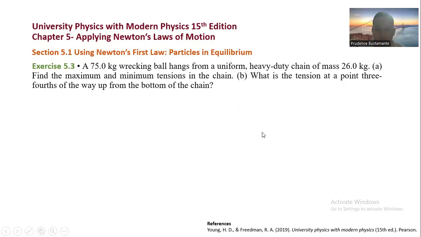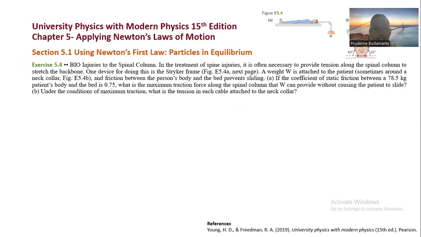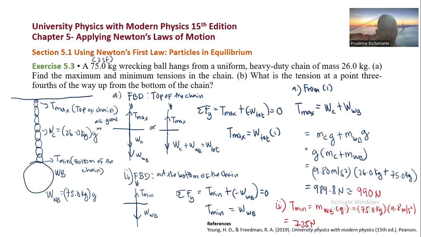Okay, so now we're going to answer part B on exercise 5.3. Let's recall, this is our free body diagram. This is our setup. In part A, we have the chain, the maximum and the minimum, and the wrecking ball. Okay, so let's read it again.